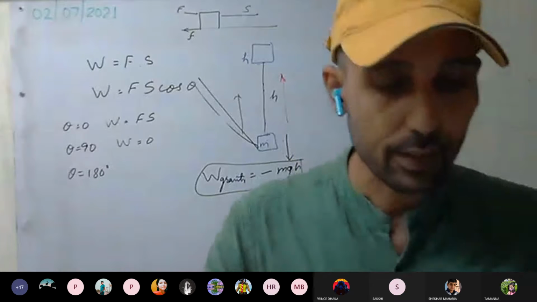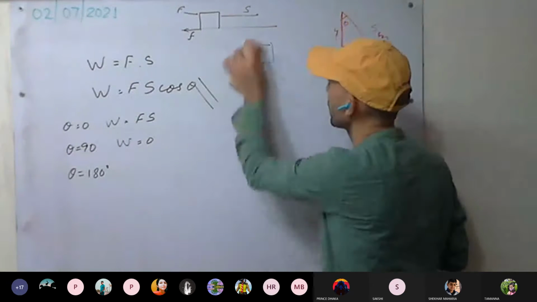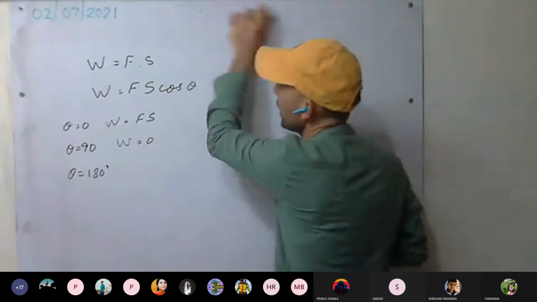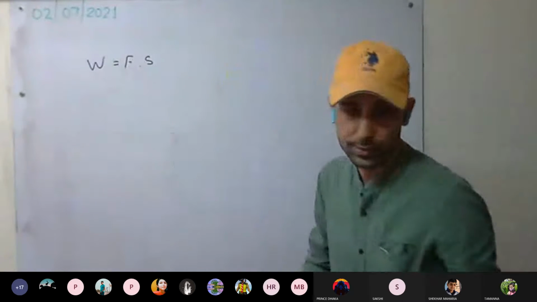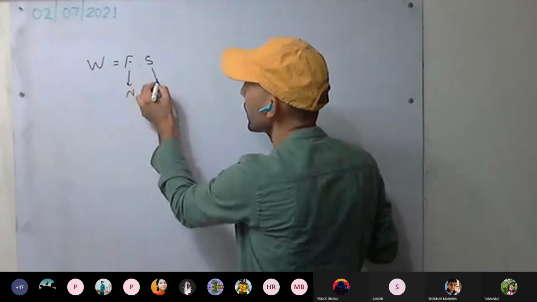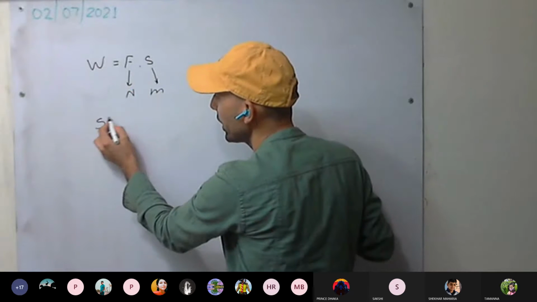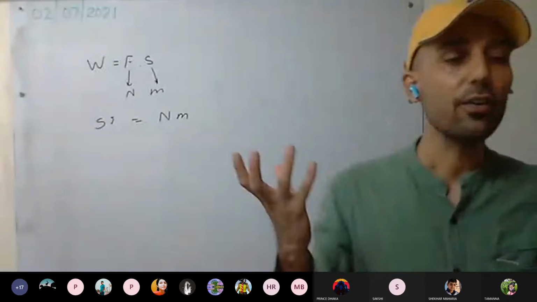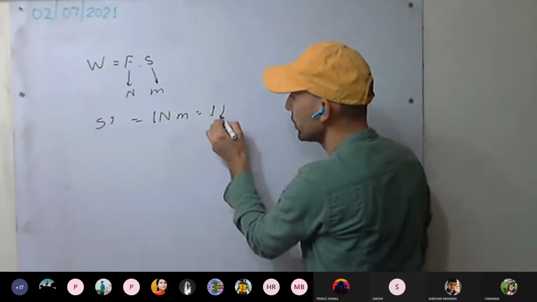Okay, let's discuss. Now we discuss units of work. What is the unit of work done? You can get it from the formula, it is force into displacement. So what is the SI unit of force? Newton. What is the unit of displacement? Meter. So the SI unit of work done is Newton meter, and we have named this unit joule. 1 Newton meter equals 1 joule.